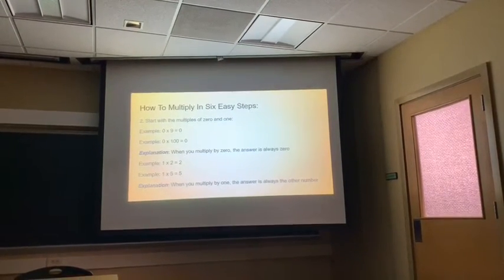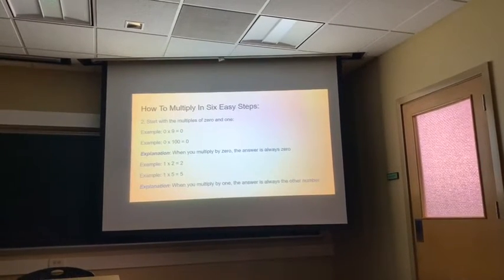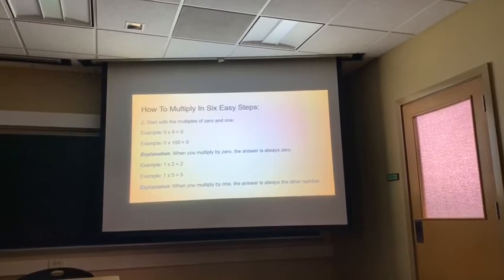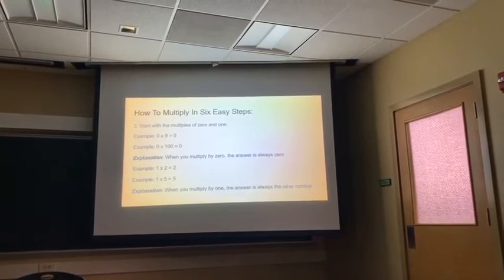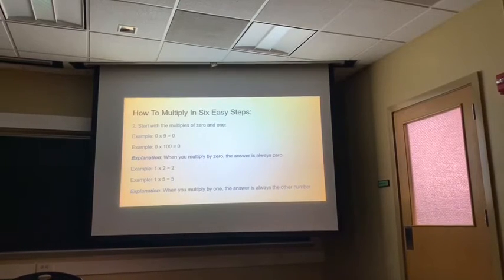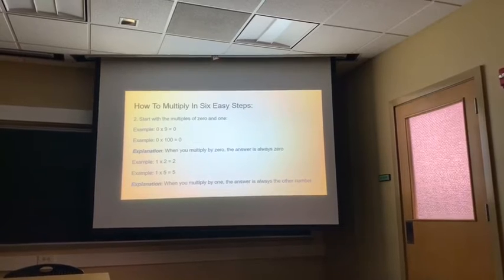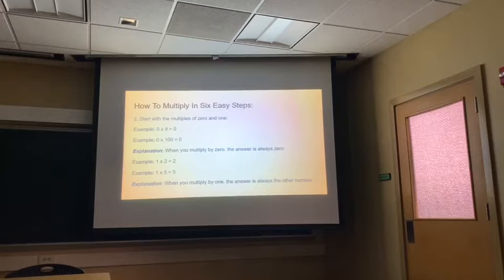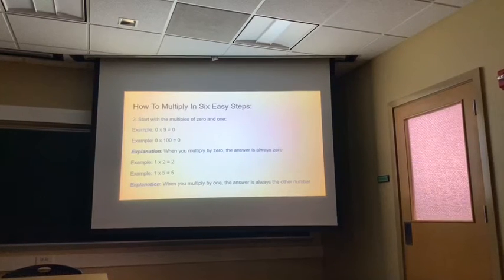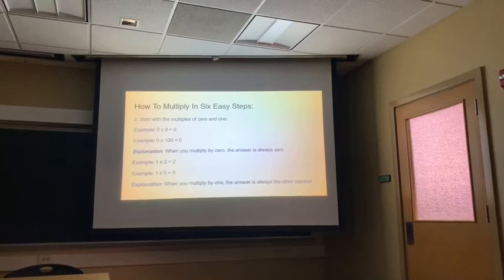For step 2, you can start with the multiples of 0 and 1. My example for that is any number you multiply by 0 is always going to be 0, whether you're using 0 times 100 or 0 times a million, your answer will always be 0. As my examples show, 0 times 9 equals 0 and 0 times 100 also equals 0.